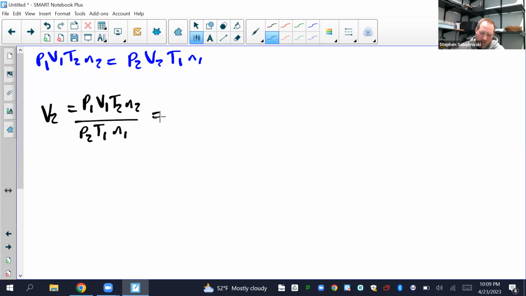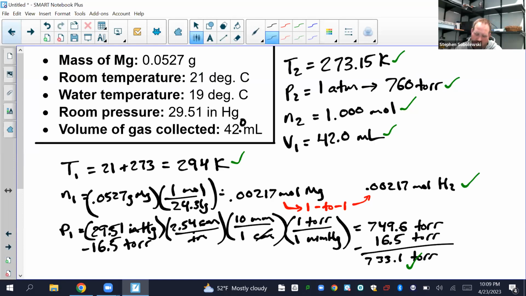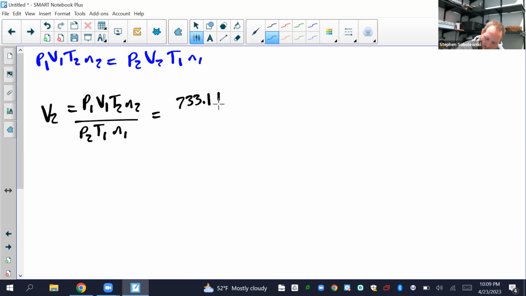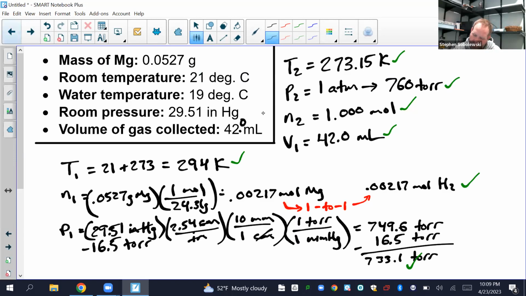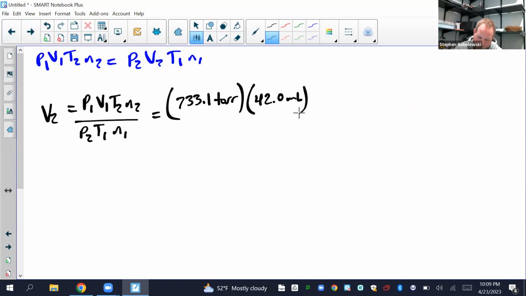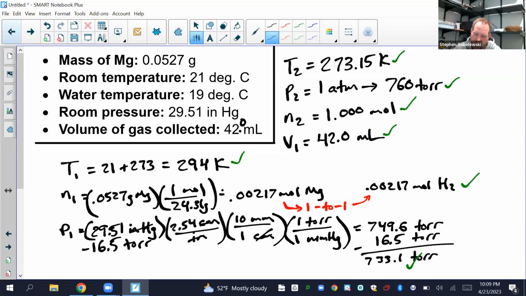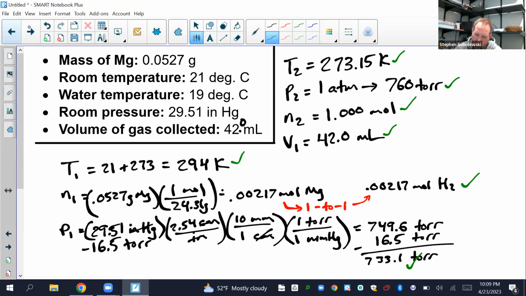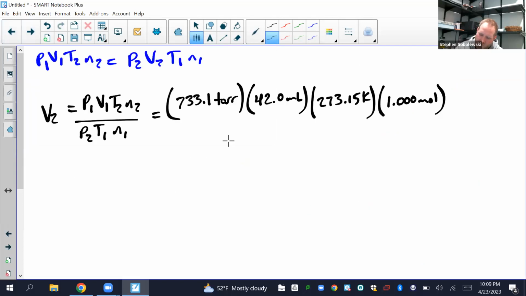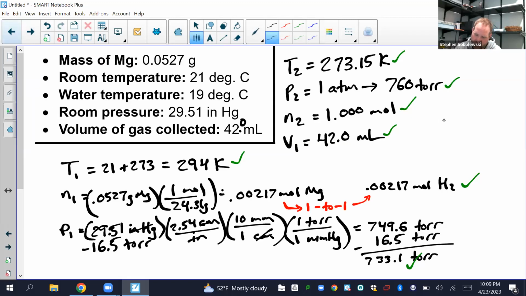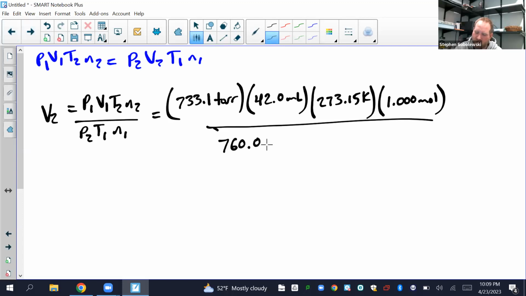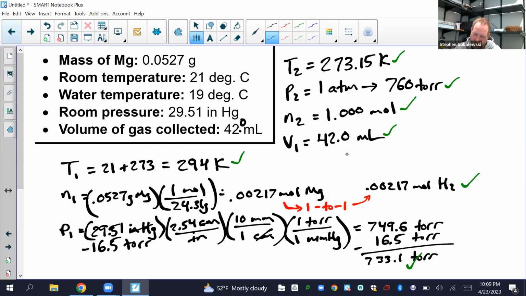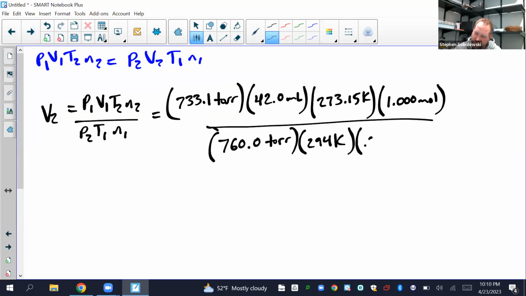This is going to equal P1, 733.1 torr, it's the bottom right, times V1, 42.0 milliliters, times T2, 273.15 Kelvin, times N2, 1 mole, divided by P2, 760 torr. That's true by definition. Divided by T1, 294 Kelvin, and N1, 0.00217 moles.